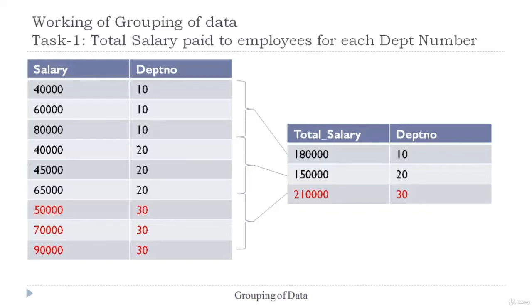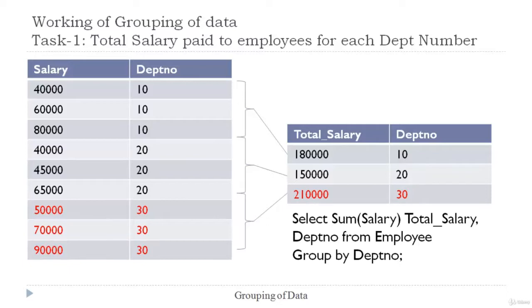The query to display total salary paid to employees for each department is select sum salary, comma department number, from employee, group by department number. Here we have aliased sum salary function to total salary. So in the output, total salary and department number will be displayed. And we have used group by clause to make a grouping on department number column.